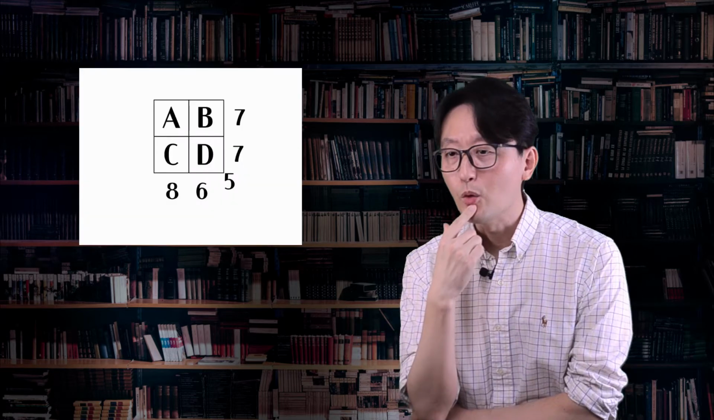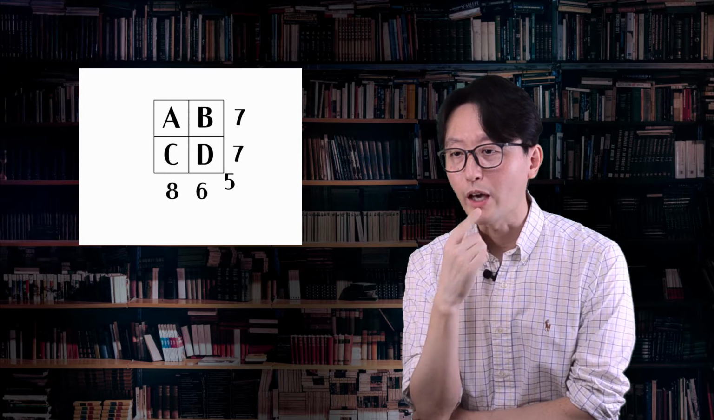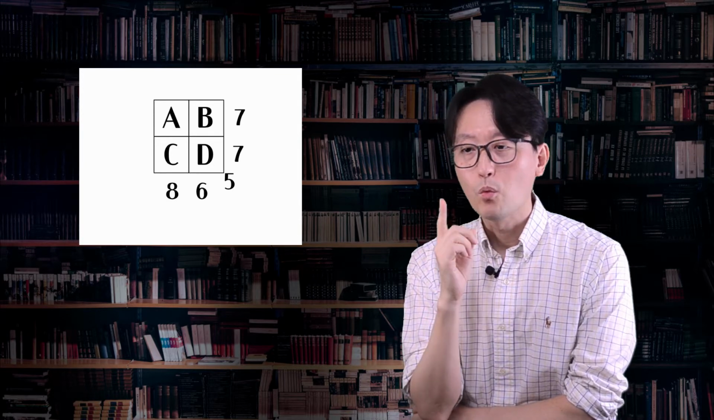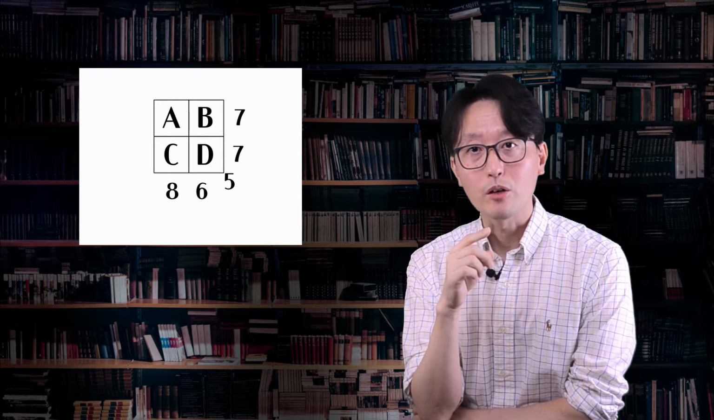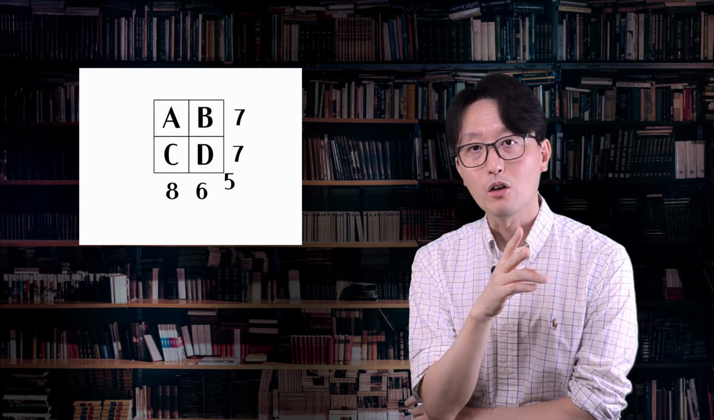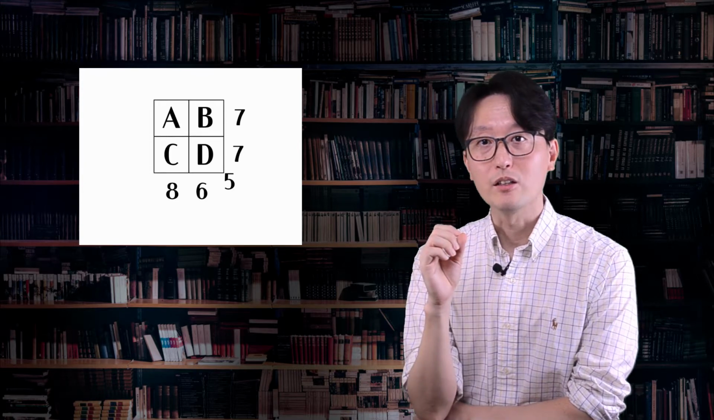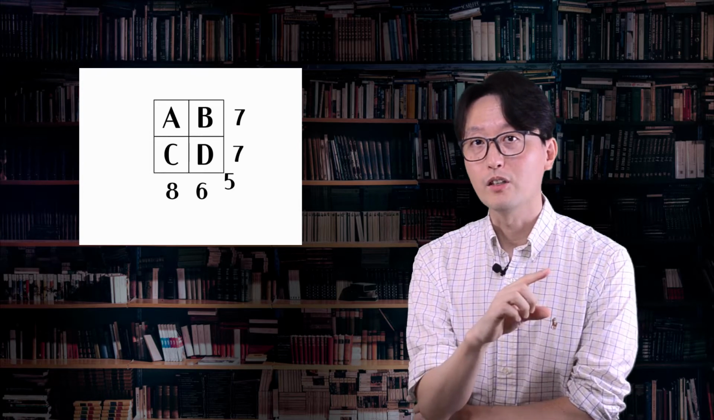Let's get started with a simple mathematical problem. Here we have unknown variables a, b, c, and d. Using the numbers around them, we can find these variables. If you add the numbers horizontally, then you're going to have the numbers on the right-hand side. If you add the numbers vertically, you're going to have the numbers at the bottom.